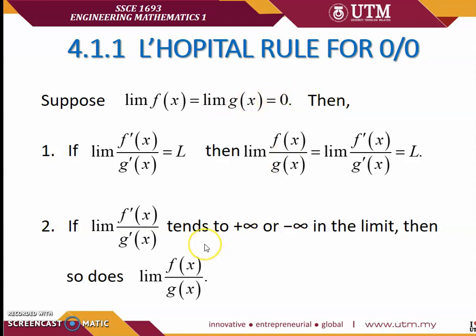The second rule is if the limit of the differentiation of f and g tends to infinity or minus infinity, then it is the same as the original function f(x) over g(x).